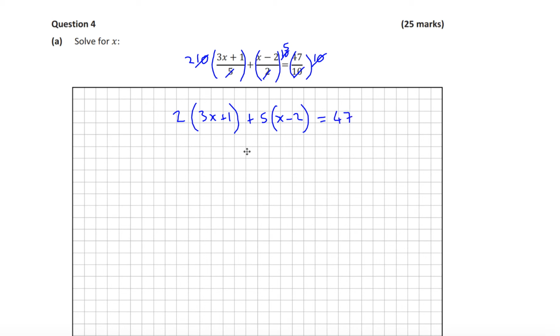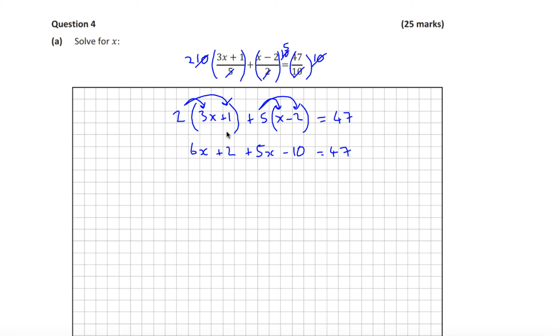So immediately now I'm left with an equation with no fractions. It's a lot easier to handle. So now I'm just going to multiply out the brackets. So 2 multiplied by 3x is 6x. 2 times 1 is 2, positive 2. Then plus 5 times x is 5x. And plus 5 times negative 2 is negative 10. That's equal to 47.